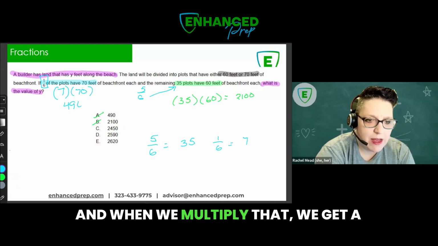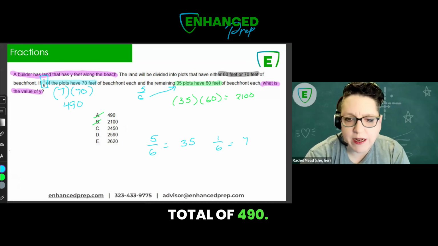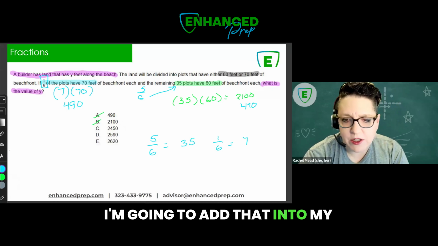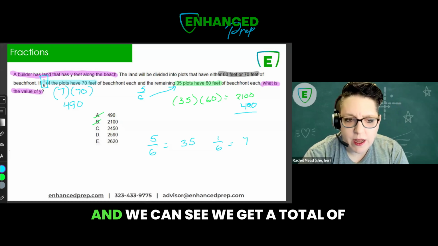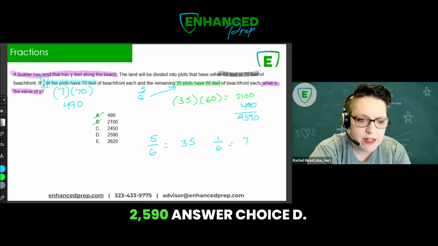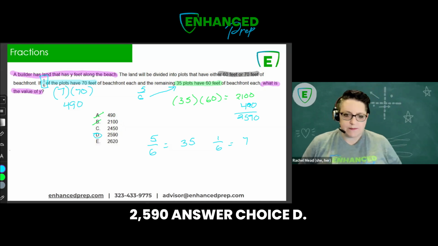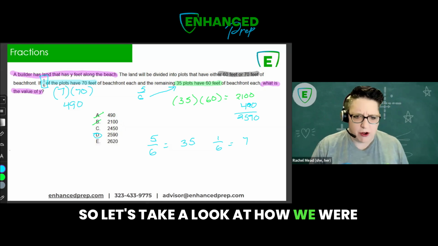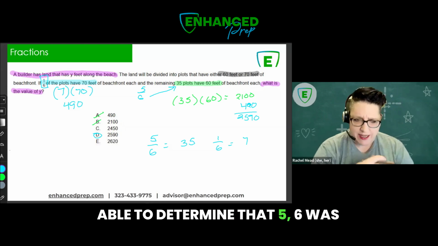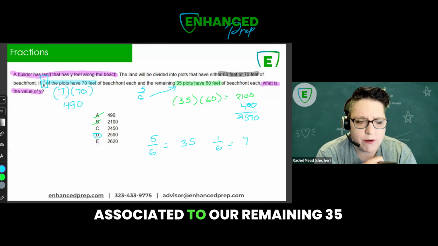And when we multiply that, we get a total of 490. I'm going to add that into my 2,100, and we can see we get a total of 2,590, answer choice D. So let's take a look at how we were able to determine that 5/6 was associated to our remaining 35 plots.